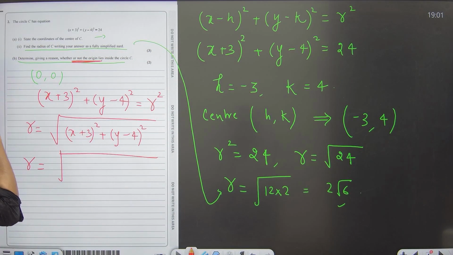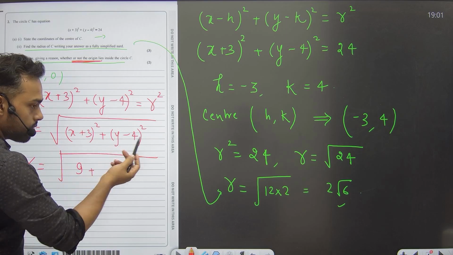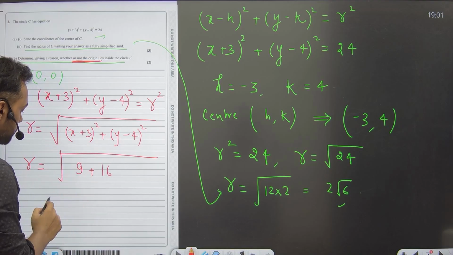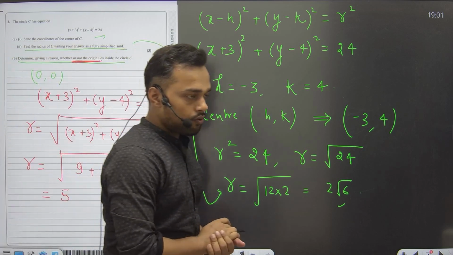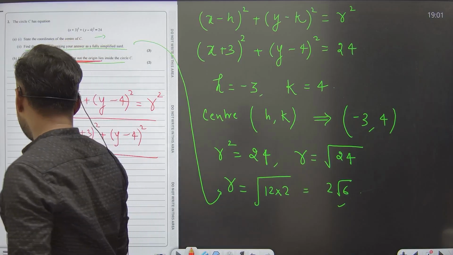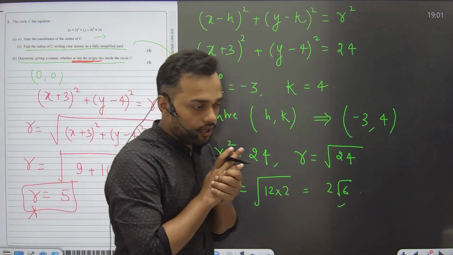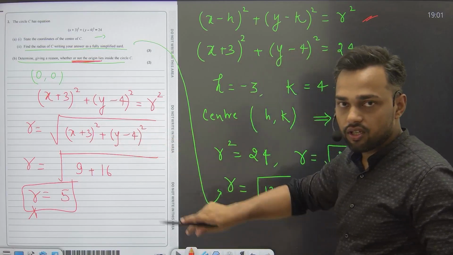If we plug in x equals 0, it will be 9, plus y also being 0, it will be 16. So we will get root of 9 plus 16, which is 25, root 25, and the root of 25 is 5. Now we got 5 here. Just to be clear, this is not the radius, students, this is r', the distance we are calculating. This was the radius. We are plugging the value of the origin into this particular equation.